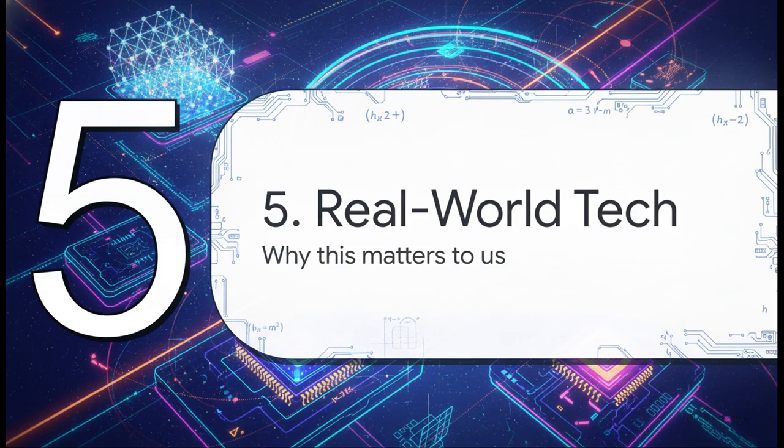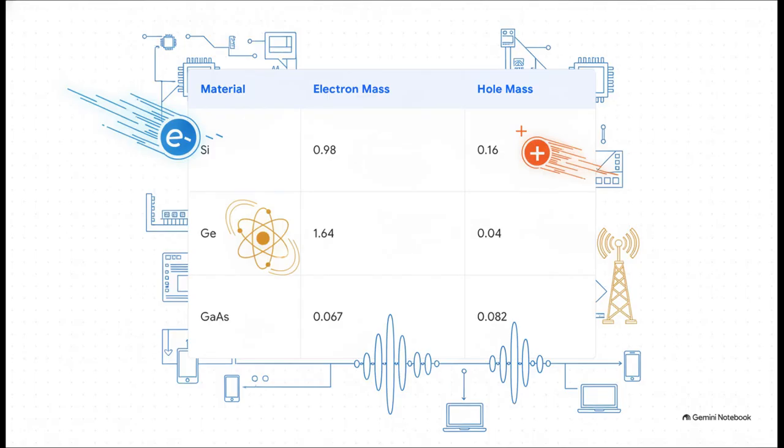Finally, section 5, real-world tech applications. Let's look at why all this math actually matters for the devices in our pockets. When we compare the effective masses of electrons and holes across different semiconductors, some really fascinating patterns emerge. Take a look at gallium arsenide at the bottom there. Its electron effective mass is incredibly tiny, just 0.067 times the rest mass of a free electron. Because it's so extraordinarily light, electrons can just whip through it at blistering speeds. This low effective mass is literally the fundamental reason we use gallium arsenide over silicon for high bandwidth applications, like your cell phone.